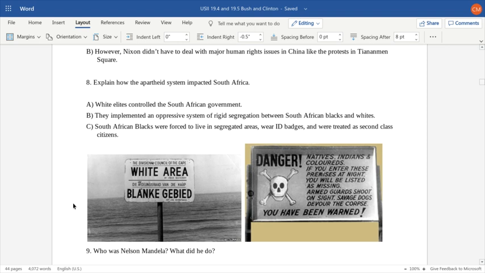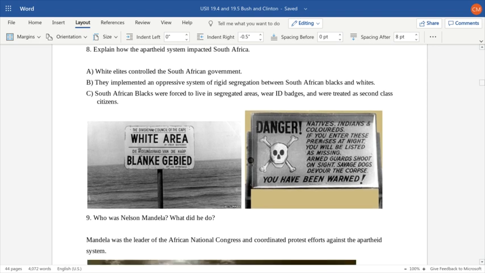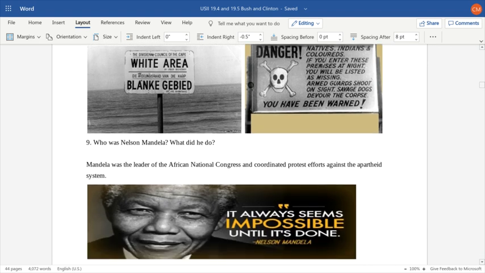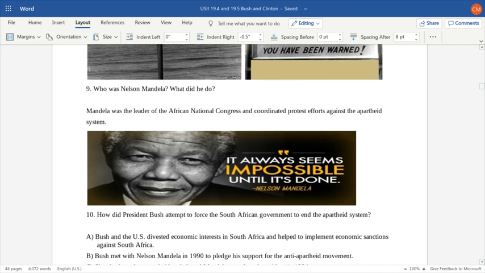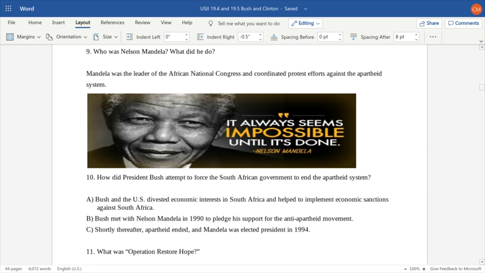During this period of time, there was a person very similar to what we would say in our own country of a Martin Luther King figure in the United States or a Mohandas Gandhi figure in India. For South Africa, the person who emerged was Nelson Mandela. Mandela established the African National Congress. This was a coordinated effort to protest against the apartheid system.